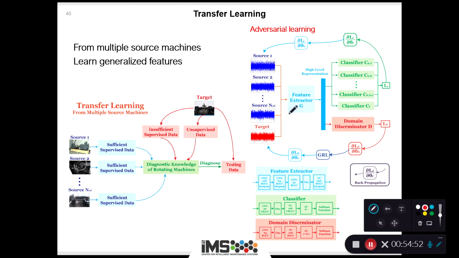Basically, they have different modules: the feature extractor, domain discriminator, and some classifiers here. Through the adversarial training between the feature extractor and the domain discriminator, more and more generalized features can be learned as high-level representations of the raw data. Then the classifier will take the learned features as input and do the classification. That is more effective in many cases, and it is possible to solve the more challenging problem.